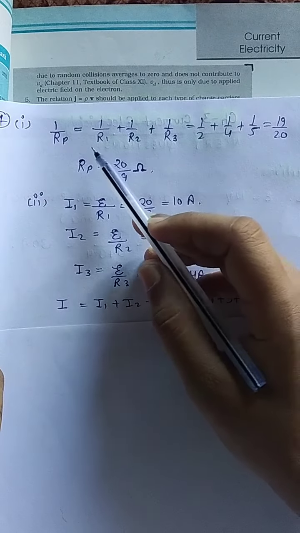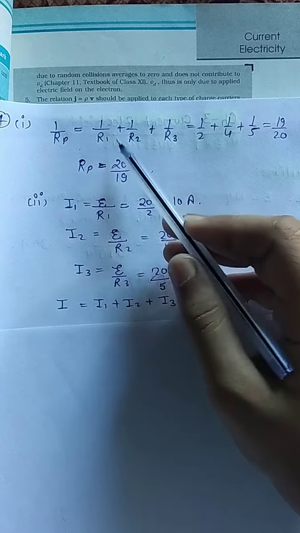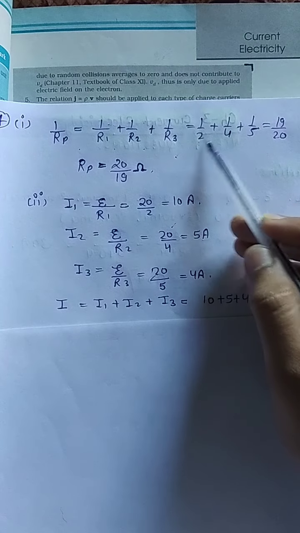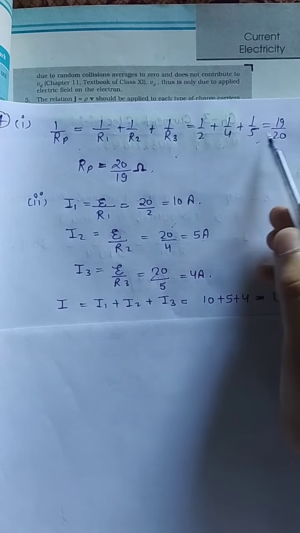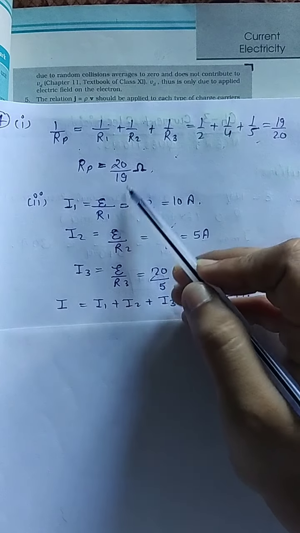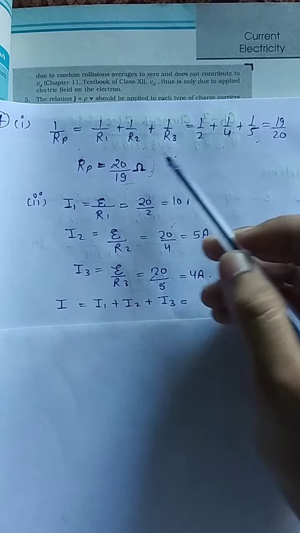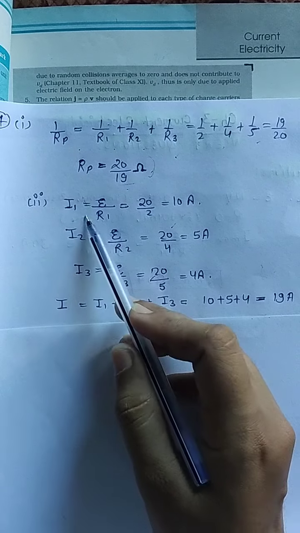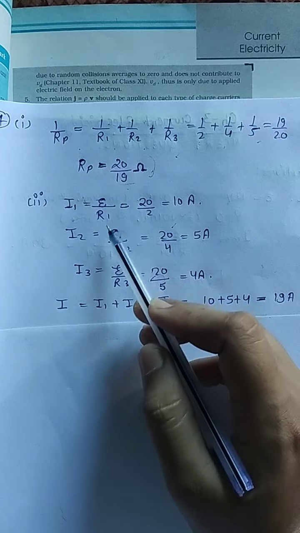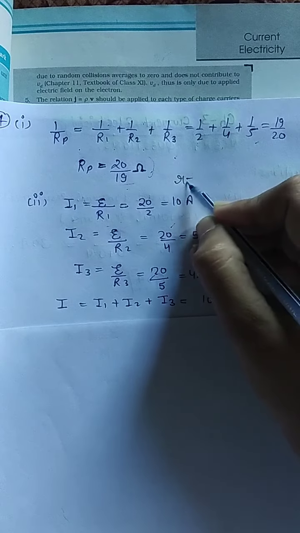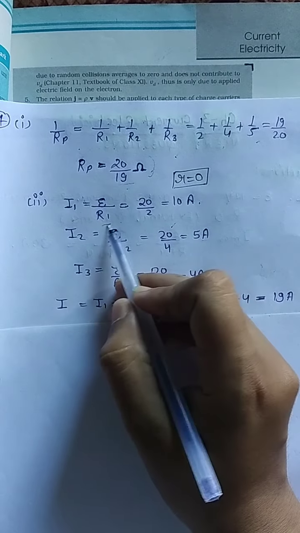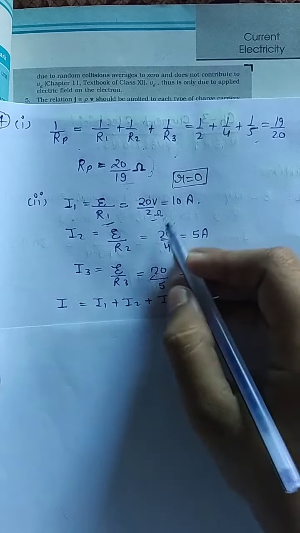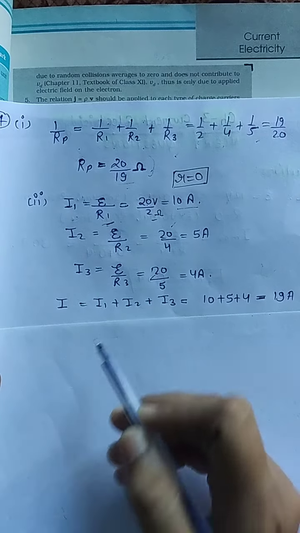Now the solution of the fourth question is, 1 upon Rp, that is resistance in parallel combination, equal to 1 upon R1 plus 1 upon R2 plus 1 upon R3. Value of R1 is 2, R2 is 4 and R3 is 5. So the resistance in parallel combination will be equal to 20 upon 19 ohm. Now the second part of this question is I1, that is the current across the first resistance, equal to epsilon upon R1, as it is given that the internal resistance is 0. So R1 is 2 ohm and E is 20 volt. We get the value of I1, that is equal to 10 ampere.